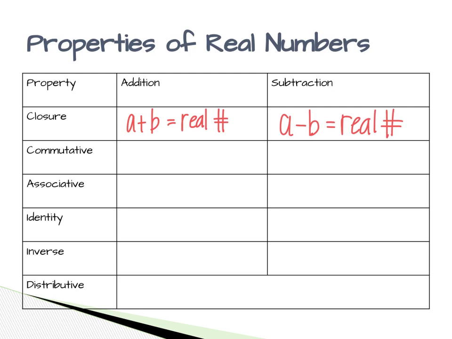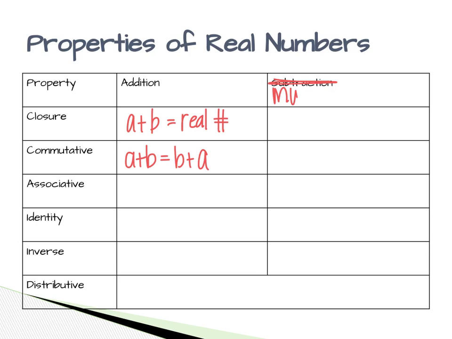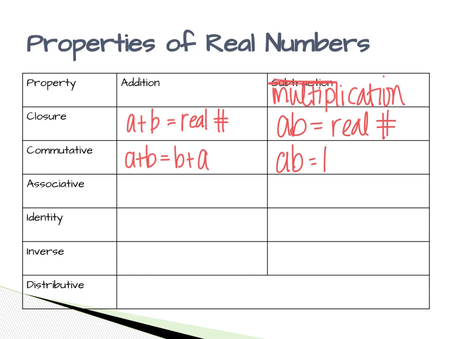All right, the commutative property means that I can move them around. Just like you commute to school every morning, you're moving yourself to school. So A plus B is the same thing as B plus A. This is supposed to say multiplication. I do that a lot, you'll notice. So yeah, it's still closed under multiplication though. And you do A times B is a real number. All right, and then commutative, A times B is the same thing as B times A.